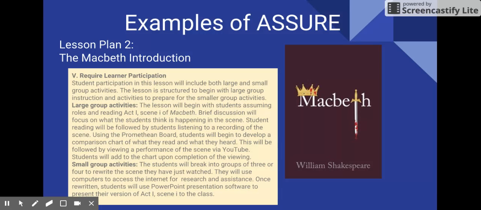This is another example of an Assure model used by an 11th grade English teacher who was introducing the first act and scene of Macbeth by William Shakespeare. In the require learner participation section of the Assure model, this teacher decided to do a student and teacher-led activity. Students were required to first read aloud the play, and then they had to listen to it, and then they watched a YouTube clip of the play. They were then split into small groups where they had to work together to rewrite this first scene and then present it in a PowerPoint.